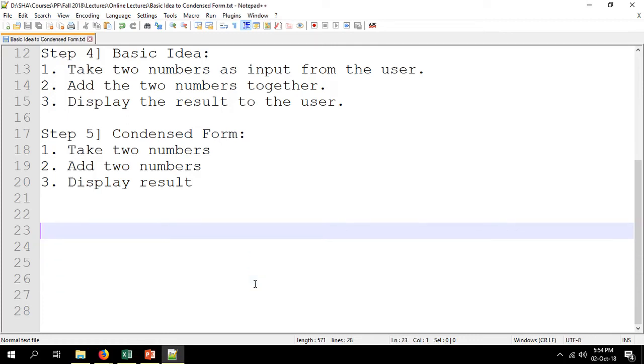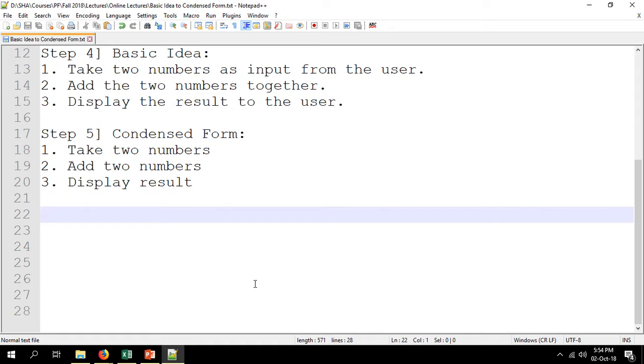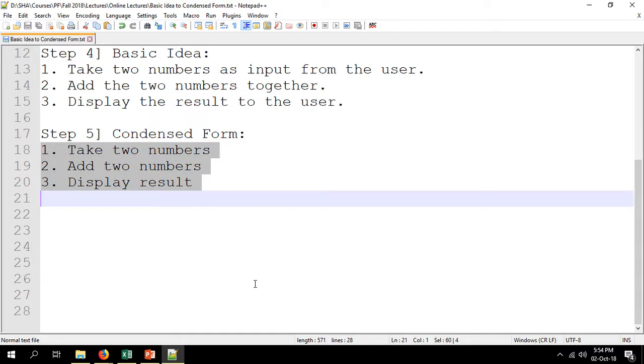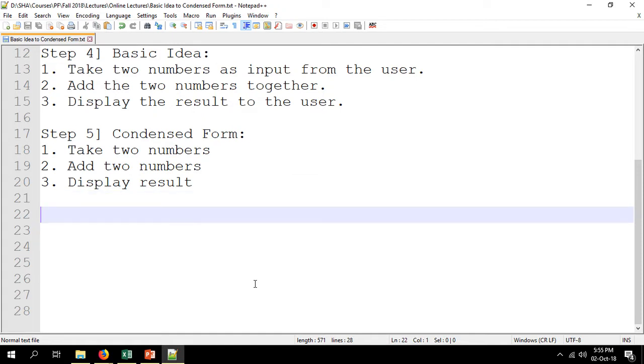Alright, so welcome back. This is the second part of the lecture. So we have this condensed form. Now we need to add some more rules. This is condensed, okay, so the ambiguity has been removed to some extent. But we need to standardize things. Standardization means we need to add some rules so that everyone in the world who tries to read this understands.